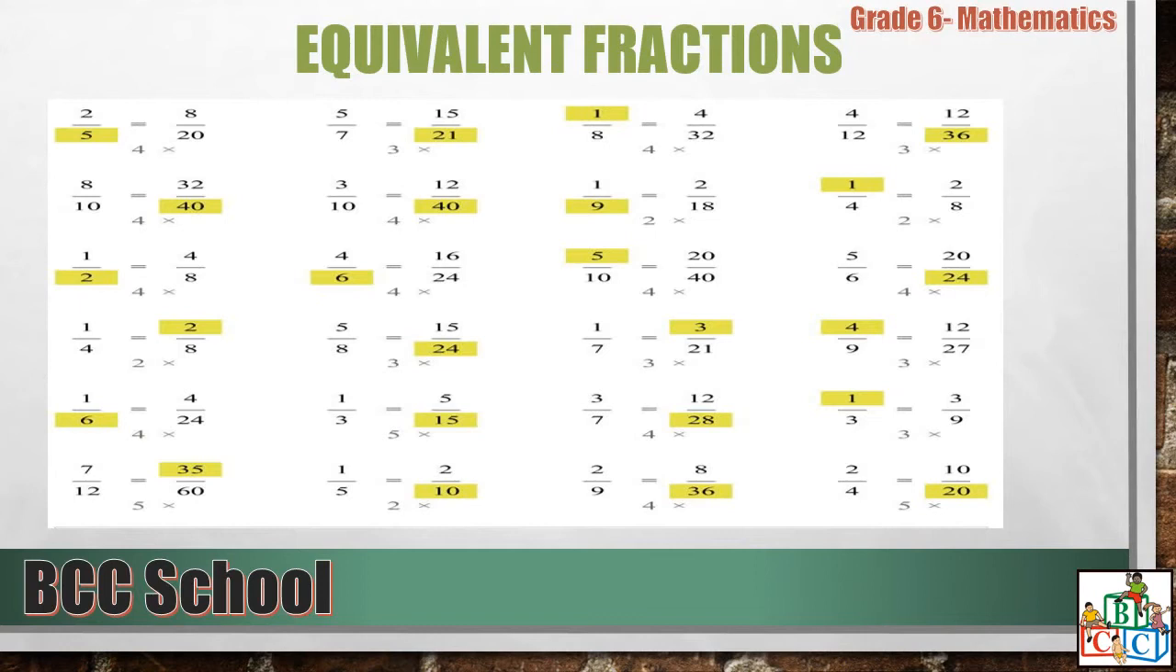How have we got the answer? Let us find out. 2/5. As you can see, the denominator 5 has been multiplied by 4. 5 multiplied by 4 is equal to 20, which means we should multiply the numerator by 4 to get the answer 8.